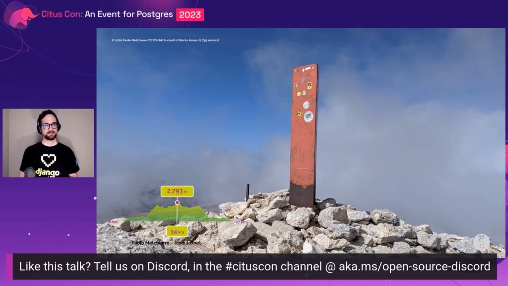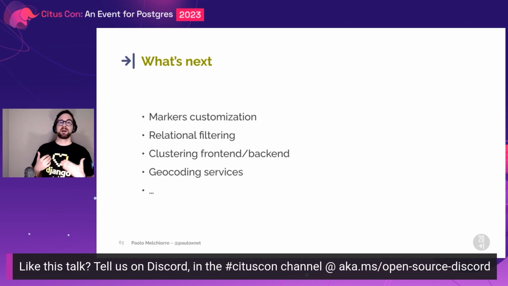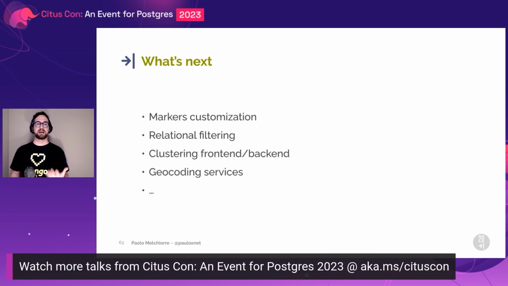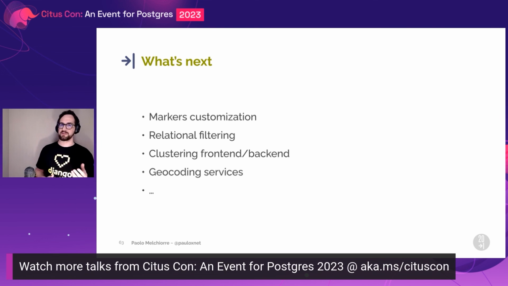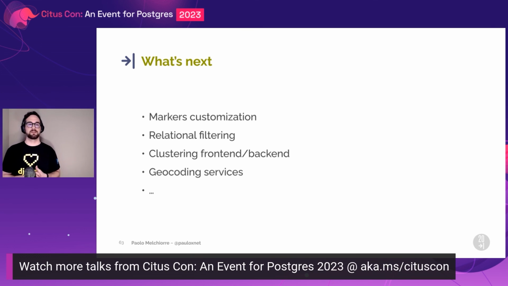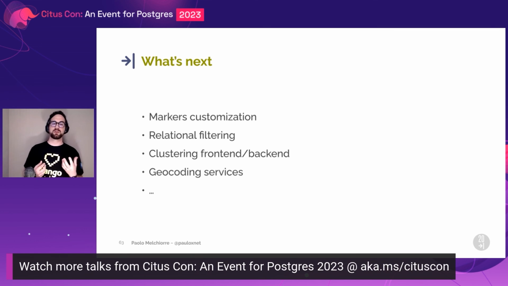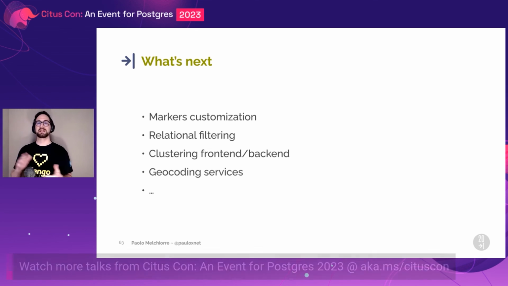There are also many other features that can be added in the future in this type of map. For example, marker customization and pop-ups to show more information, marker filtering based on relational data, clustering, both in the front end to improve the visualization and in the backend to make the loading of data more efficient. We can also use geocoding services to add marker locations starting from the address, and so on.